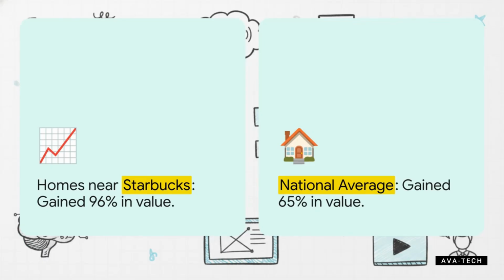And the data comparison the AI pulled here is just wild. Between 1997 and 2014, homes near a Starbucks gained 96% in value, while the national average was only 65%. The AI used this exact data to argue that retail density basically kills the consumer's decision-making process. You don't necessarily plan a trip to Starbucks, you just pass one, and it quietly absorbs you.